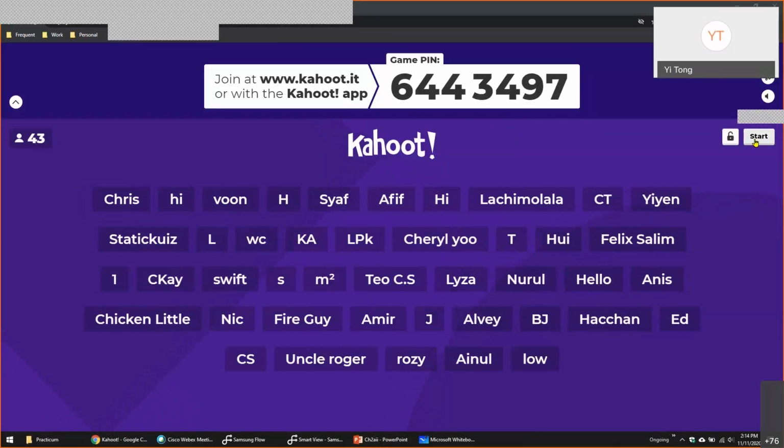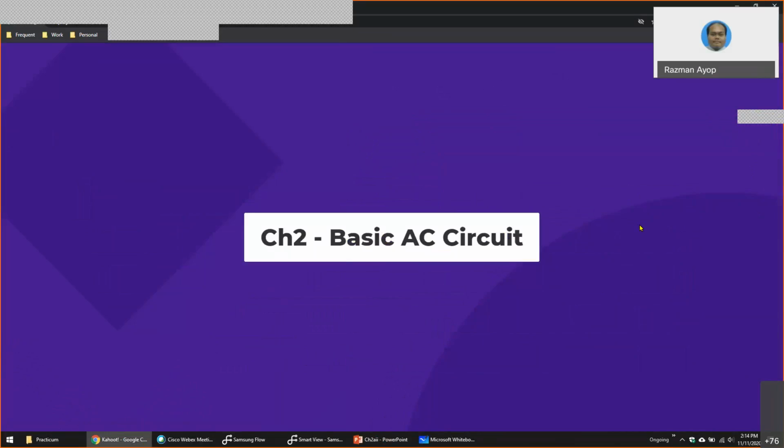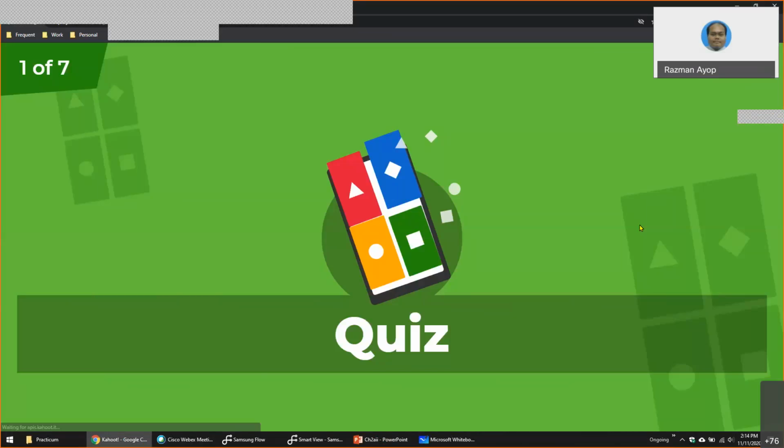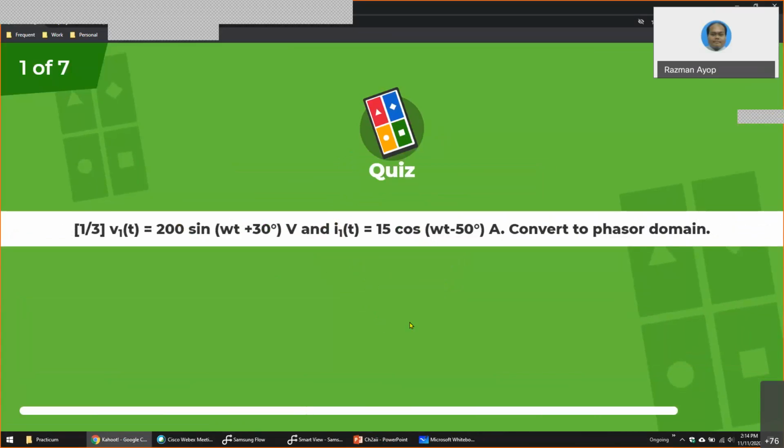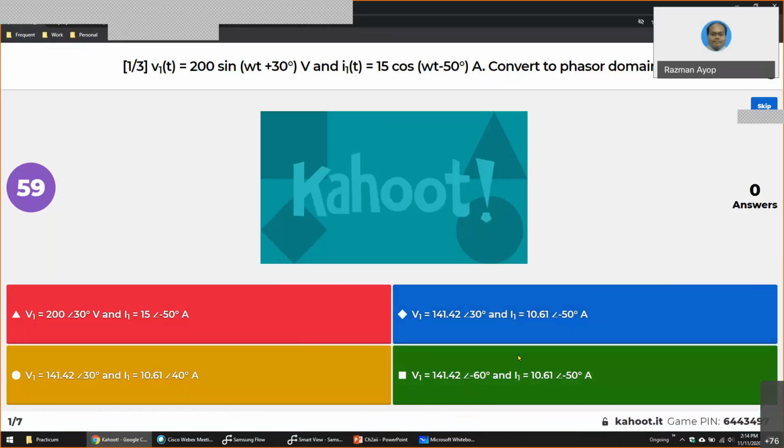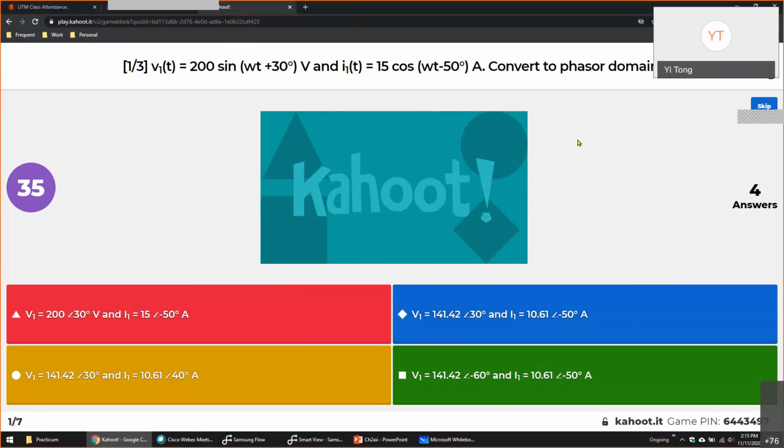So we will start. The first question. You have 60 seconds. You have V and I. Convert to phasor domain. Don't forget to divide by square root 2 and make sure the cos and sine are converted. Make sure you use all sine or all cos. You have 30 more seconds.